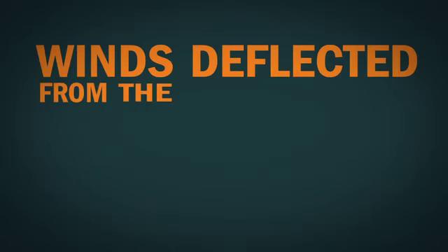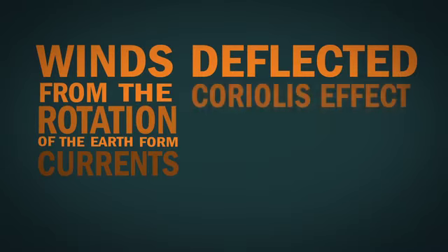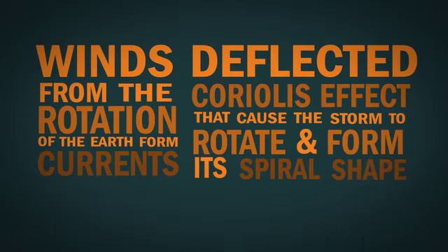Winds deflected from the rotation of the Earth form currents. The deflection is known as the Coriolis effect, which causes the storm to rotate and form its spiral shape.